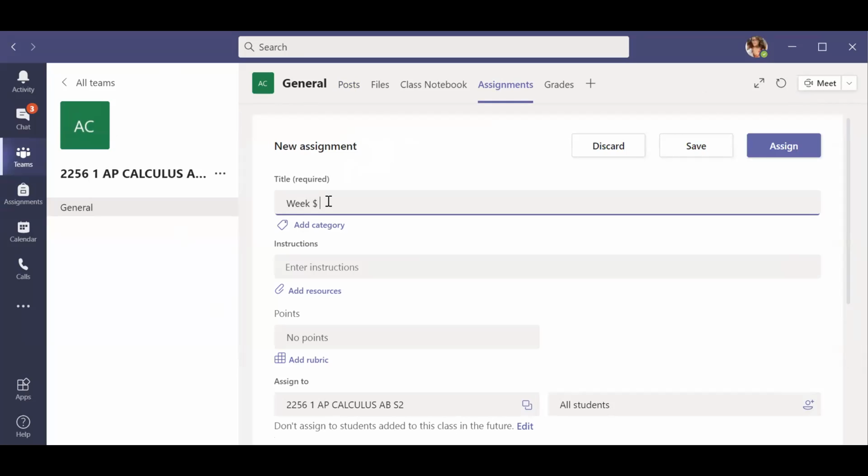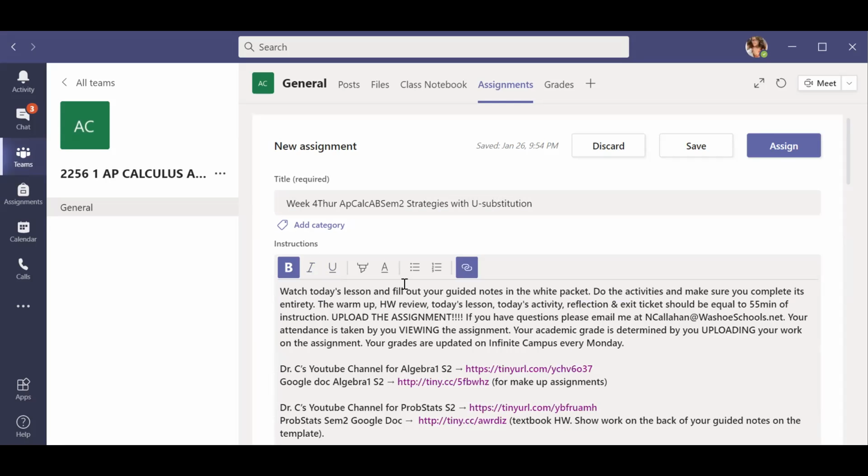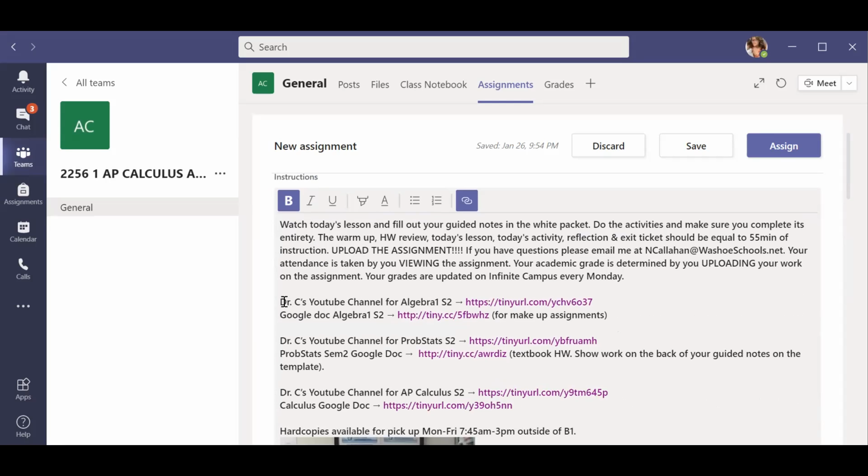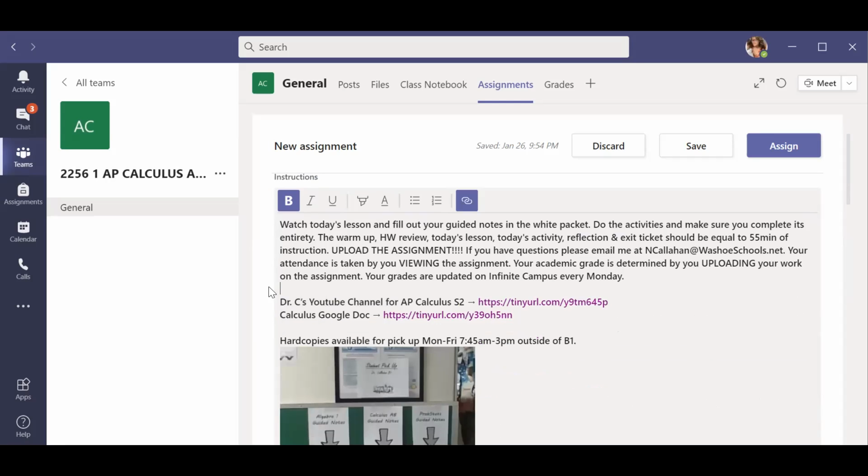So this is week 4, Thursday, AP Calc AB semester 2, and you guys are going to be talking about strategies with substitution. Your instruction today is to make sure you view the lesson, and you also need to upload the lesson if you're doing this at home.